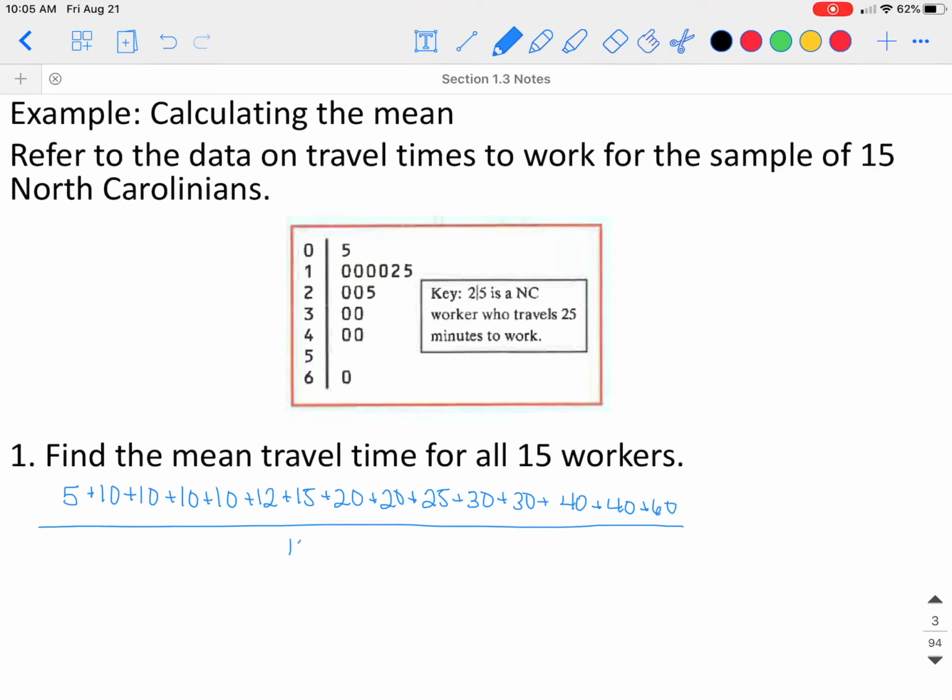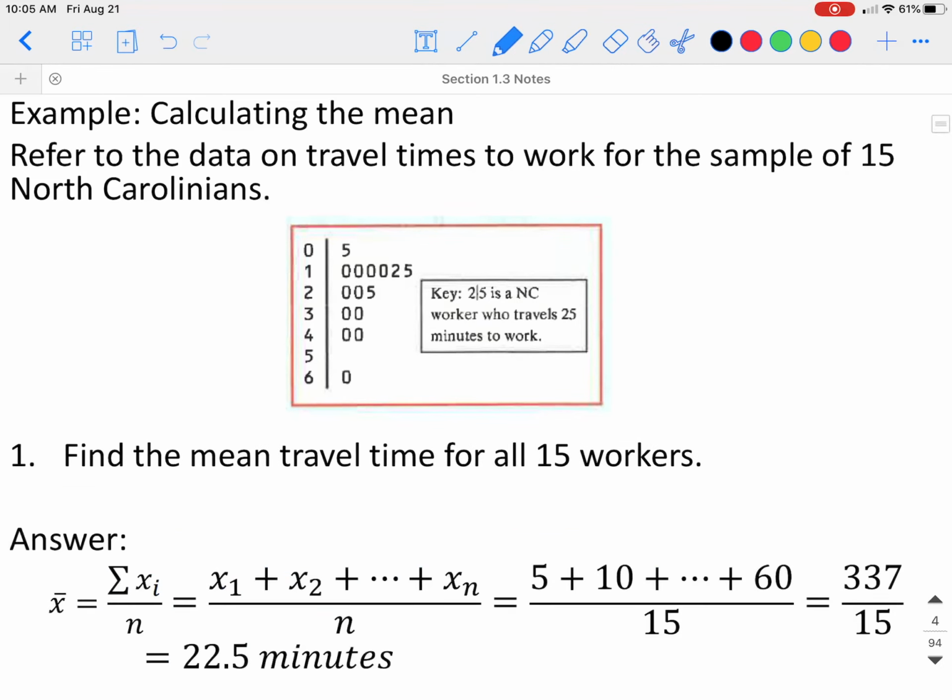And we know there are a total of 15 observations. So the numerator would add together to give you 337. We know there are 15 observations. So this will give us 22.5 minutes as the average.